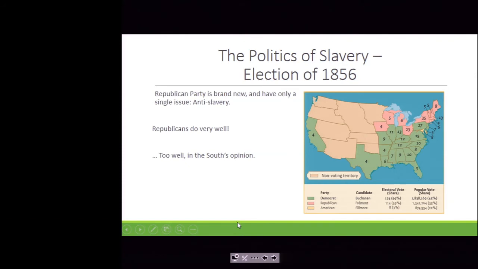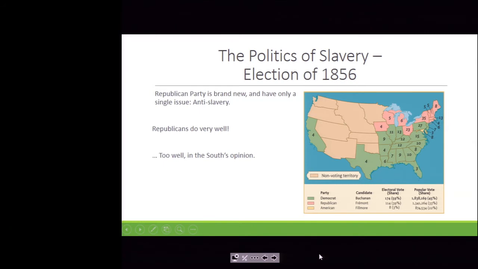Now here's where we'll go kind of fast. The politics of slavery, the election of 1856. Here's our electoral map for the election of 1856. We see the creation in 1856 of a new political party, the Republican Party. This is when the Republican Party is created. The Republican Party, a brand new party, has only a single issue, and that is anti-slavery.